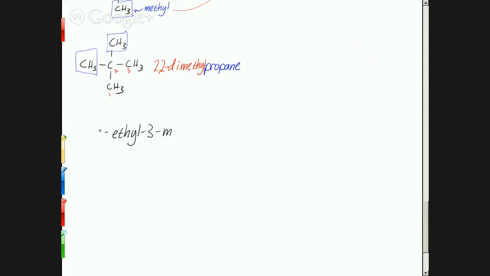Whoops, hold on. 3-ethyl-4-methylhexane. How are we going to deal with that? Let's see.